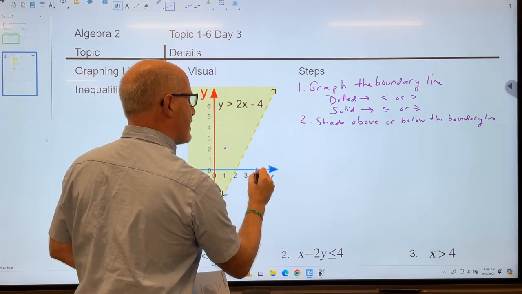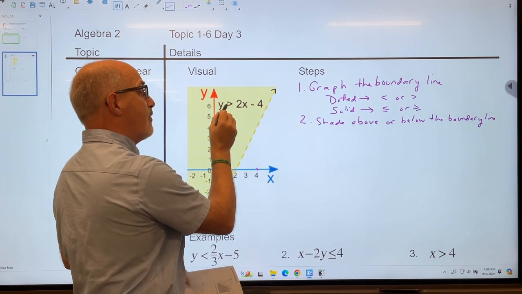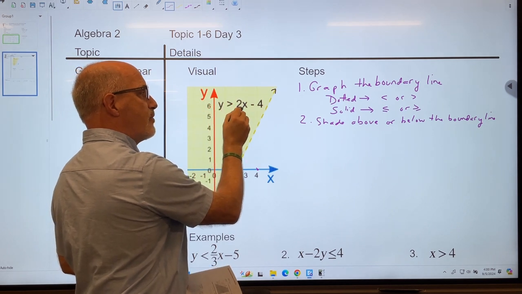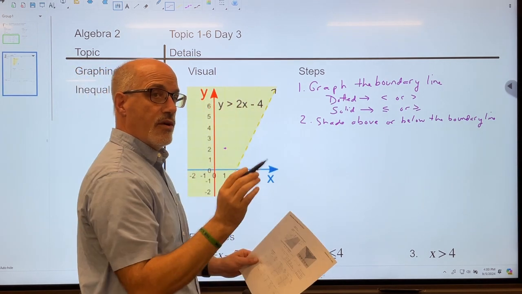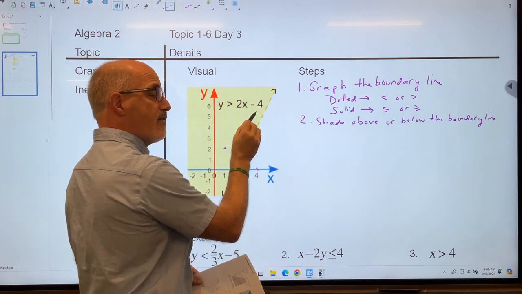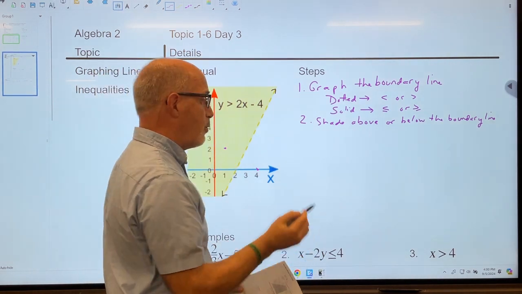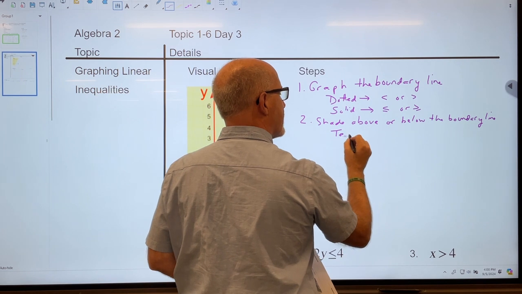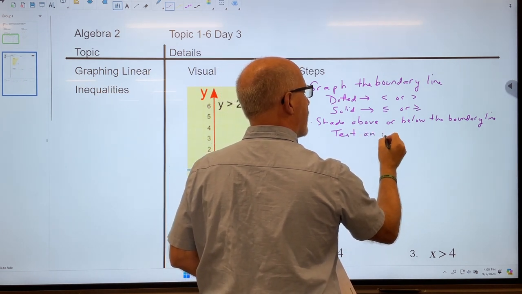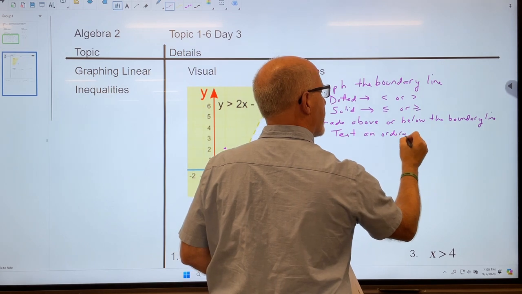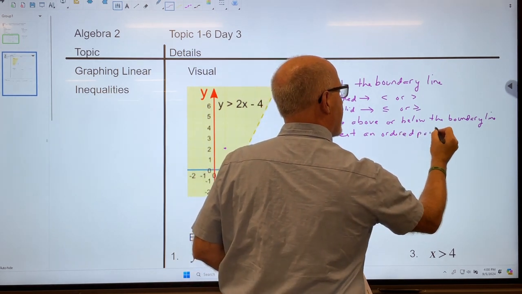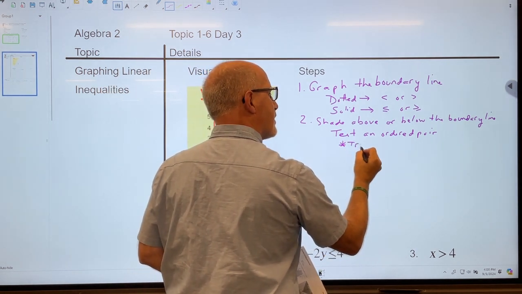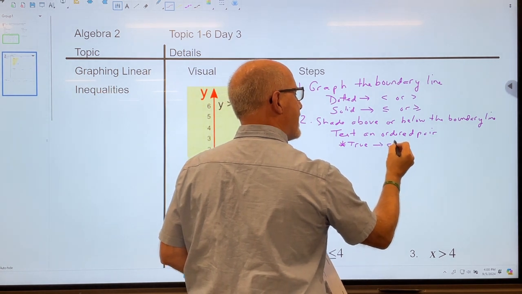Every point on the other side, for instance (4, 0), if we put in 4 for x and 0 for y, is 0 greater than 2 times 4, which is 8, minus 4? The answer is no, that's false. 0 is not greater than 4, so it would be a false statement, and we don't shade on that side. So to shade above or below, you test an ordered pair. If it's a true statement, shade on that side of the line.